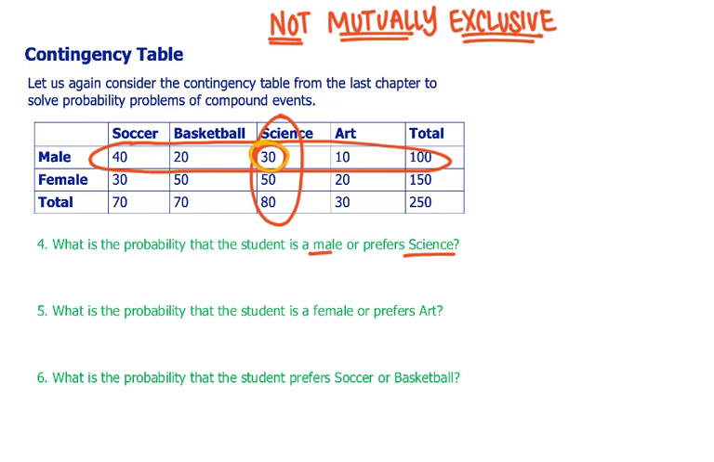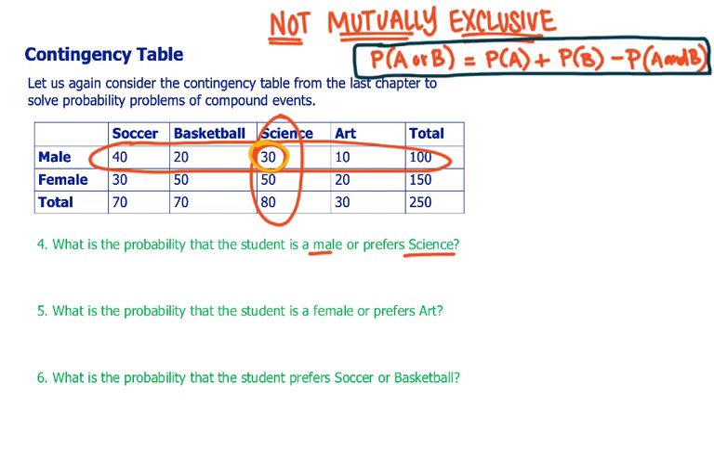When that happens, the formula we use is just a little bit modified. So in the case where we're trying to find the probability of A or B, and they're not mutually exclusive, meaning it's possible to be both, like normal, we add up the probability of the first plus the probability of the second, but then we subtract the people who are in both categories because we've counted them twice.